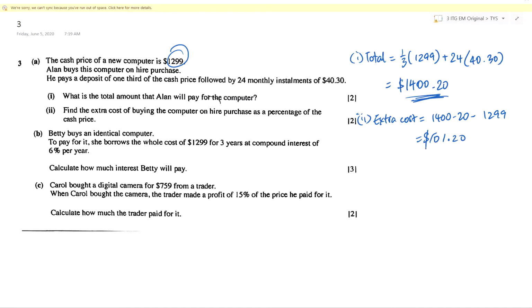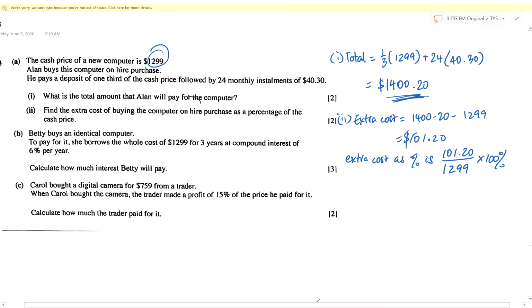We need to find out what this is as a percentage of the cash price. So the cash price did not change, it is still 1,299. So the percentage, extra cost as a percentage, okay, so we write it this way, extra cost as percentage is 101.20 divided by original, multiplied by 100%. So after calculation, that will give us a value rounded off to 7.79% to 3SF. Next, part B.